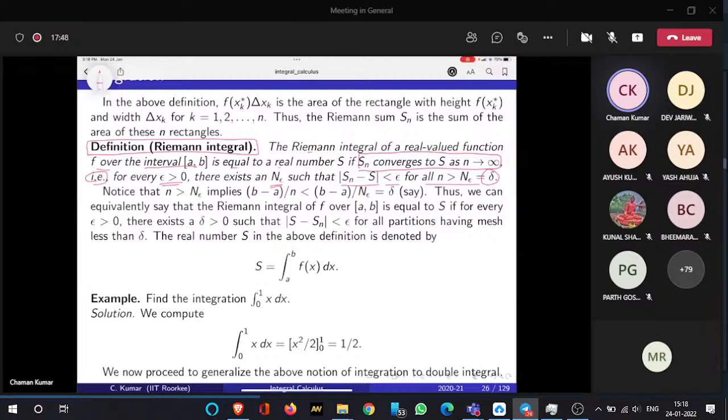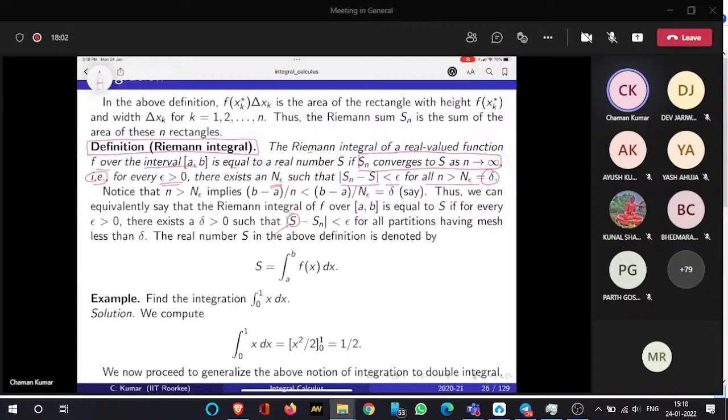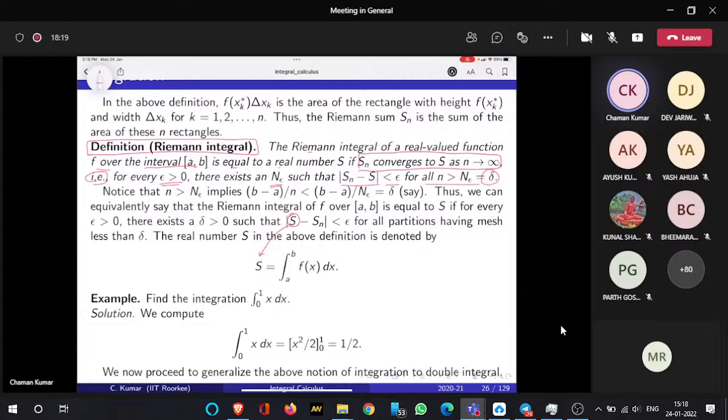And this S, where Sn converges, is our integration of f(x) over a to b. Fine. Any question? Any question in this part?